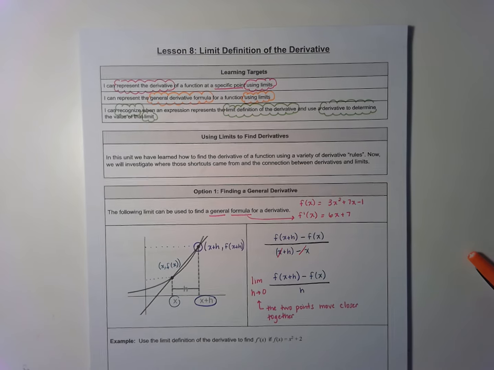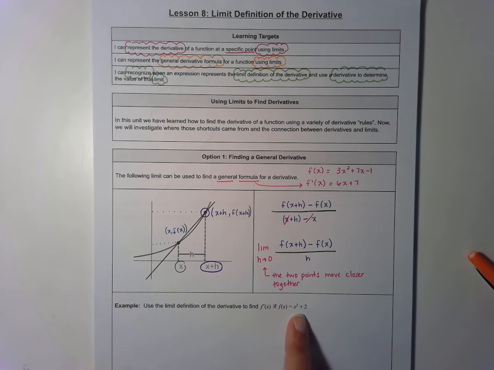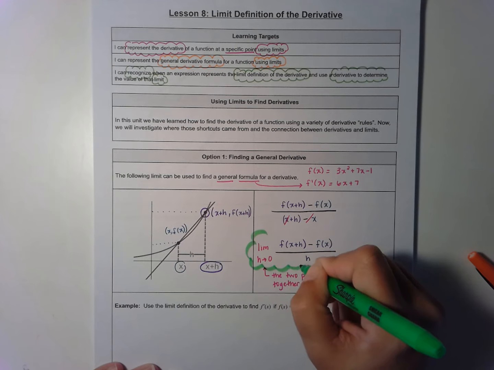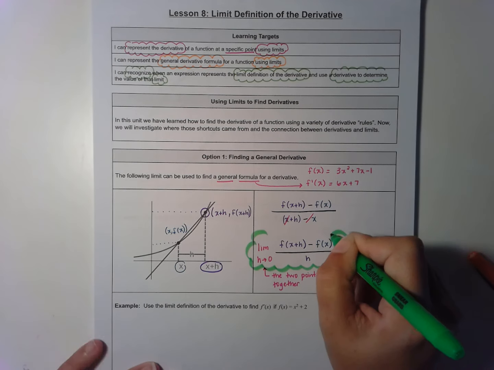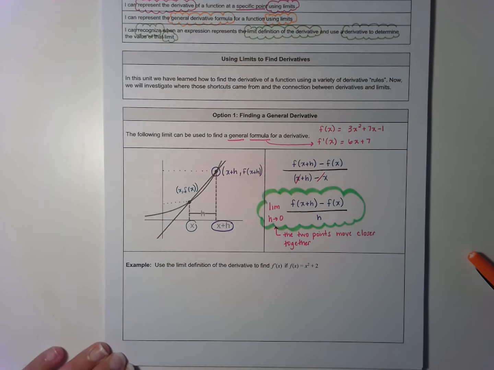Now, if we wanted to use this limit definition to find the derivative if f of x is equal to x squared plus 2, let's think about how we would do this. This formula right here is what we call the limit definition of the derivative. So this is a really important formula because this tells us where our derivative formulas came from. And we're going to show you how that works right now. So how could you use this formula to actually find the derivative?